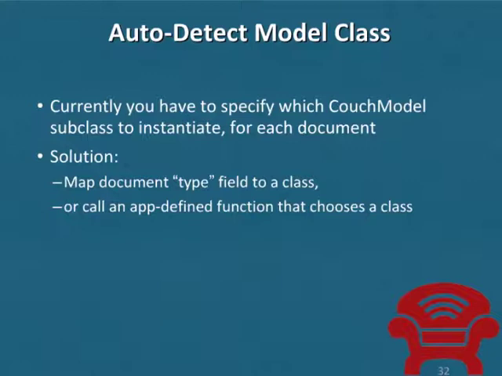Alternatively, and more flexibly, there might be a function or a block that you could register that gets to peek at the document and look at its properties and decide which class to instantiate.